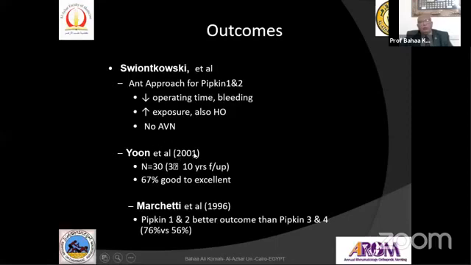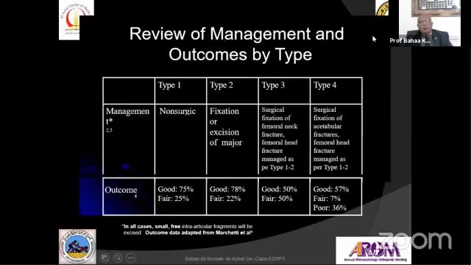Young, in 2010, treated 30 patients with 10 years follow-up, with 67% good to excellent results. Marchetti, 1996, Pipkin 1 and 2 had better outcomes than Pipkin 3 and 4, with a percentage of 76% versus 56%. This is a review of management and the outcome by the type.